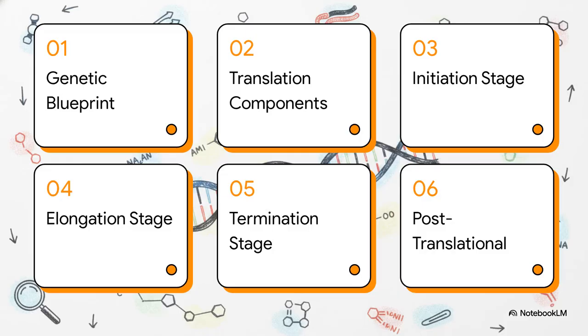Okay, let's dive right into this. To make sure we capture all the amazing details, here is our roadmap. Section 1 is the genetic blueprint, followed by translation components explained. Then we'll hit the active stages: initiation, elongation, and termination. Finally, we'll wrap up with Section 6, post-translational modifications.